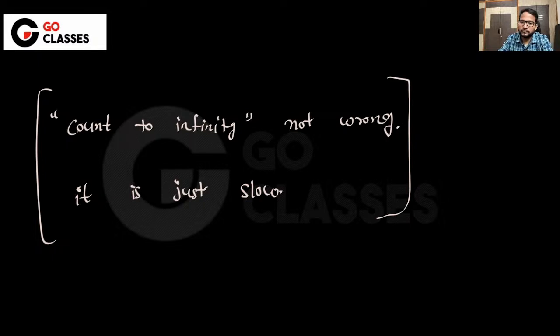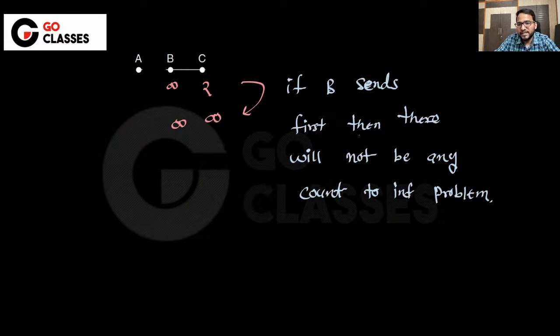Okay, so if B sends first, then there will not be any problem of count to infinity. Now what if both are sending simultaneously? Then also there will be a problem of count to infinity. Suppose both are sending simultaneously, then what will happen? This 2 will get delivered here, infinity will get delivered here. Since 2 is getting delivered here, it will be updated to 3, infinity getting delivered here, it will update to infinity, because that's the only option that I have.